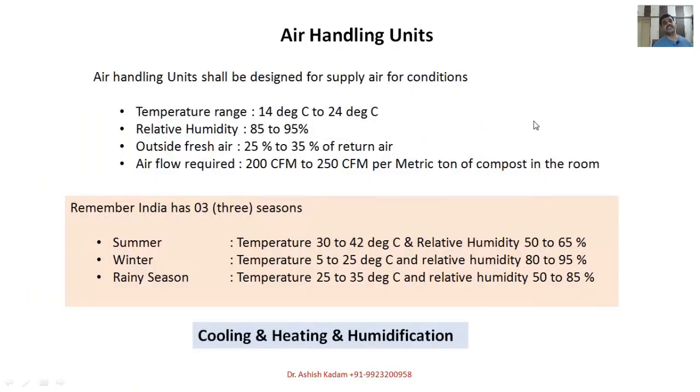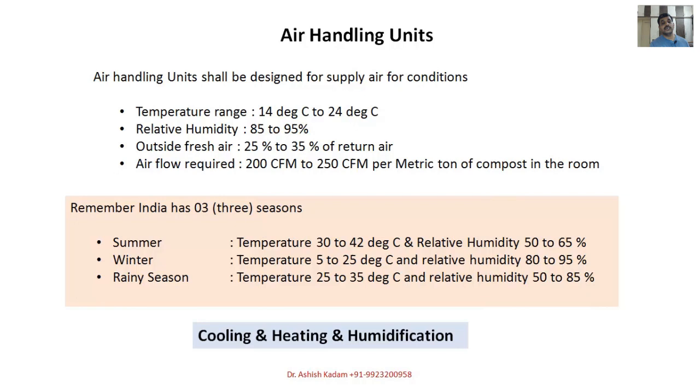When you are designing the air handling units, we have to consider these aspects: temperature should be available in the range of 14 to 24 degrees, humidity of 85 to 95% should be possible, fresh air should be 25 to 30% of the return air, and the airflow requirement is 200 to 250 cfm per metric ton. But again we need to do calculations for them.